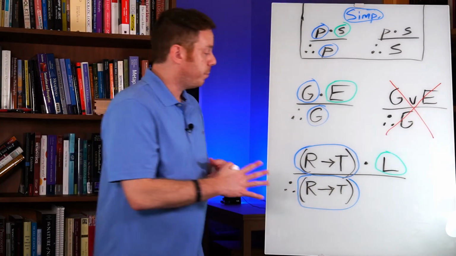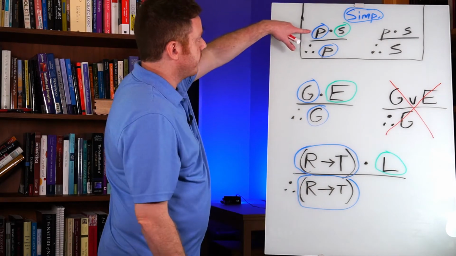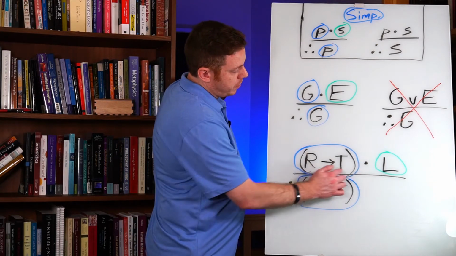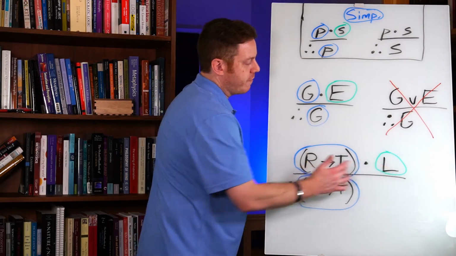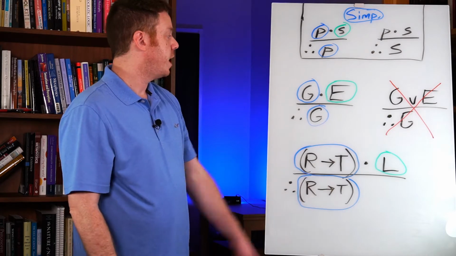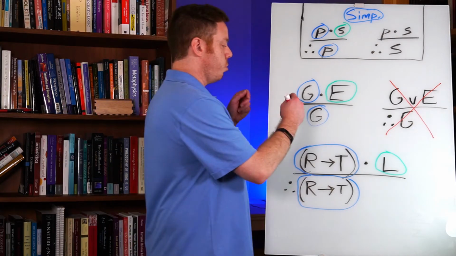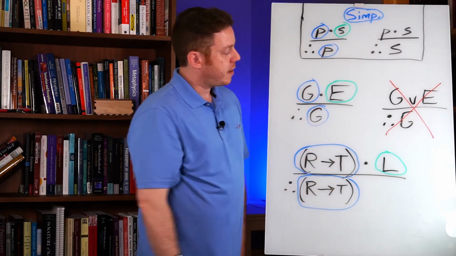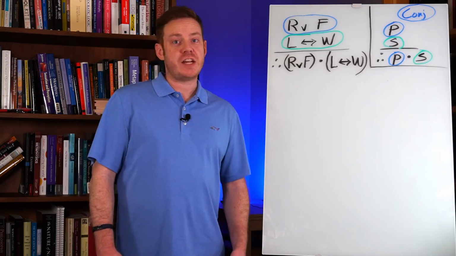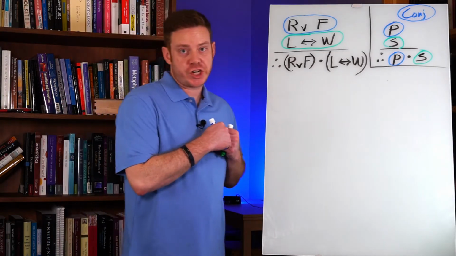You can get more complex here. Instead of something simple, we replace P with this whole long thing, right? So you have something complex, you can pull that out, just as long as you replace P with the same thing every time. Our next implication rule is conjunction.